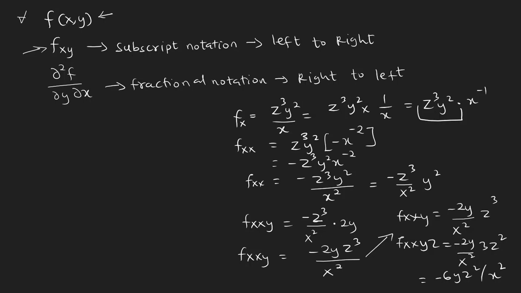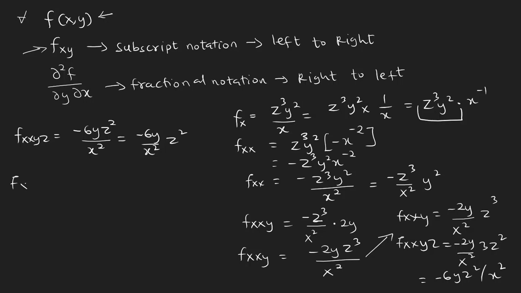Okay, so we have f_xxyz equal to minus 6yz squared over x squared, right? This is what we have now. Now we're going to differentiate this with respect to z again. So I will write this as minus 6y over x squared multiplying z squared. Now let's differentiate this with respect to z.